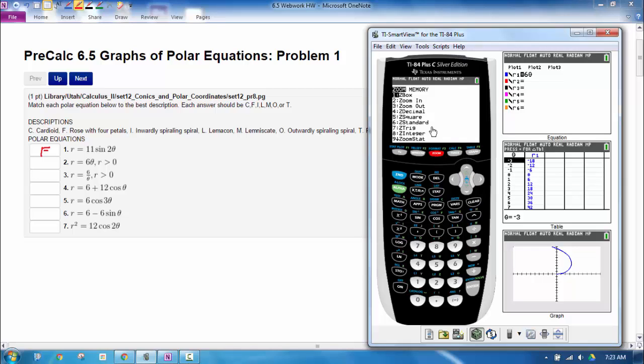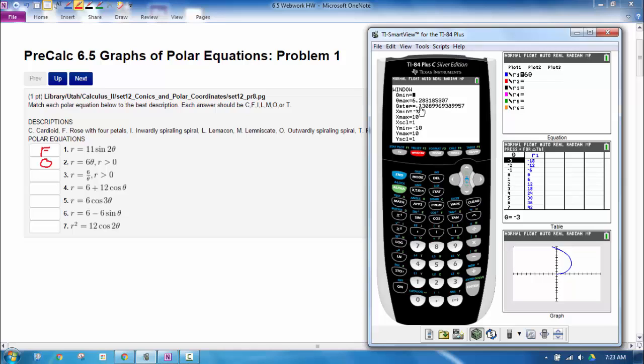You can zoom out if you want to see more of it, zoom 3, and then hit enter, and you'll be able to see more of the spiral. Also, if you're having trouble seeing these, go to your window and make sure that I'm going from theta 0 to 2 pi. I'm in radians right now, and my theta is changing by about 0.1.